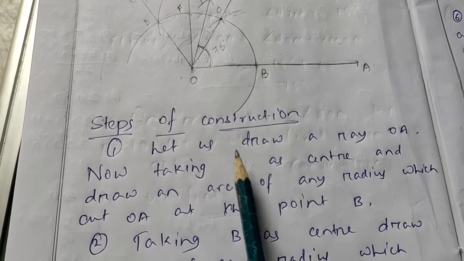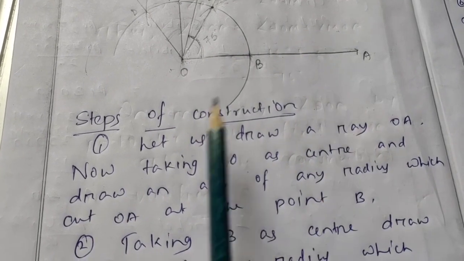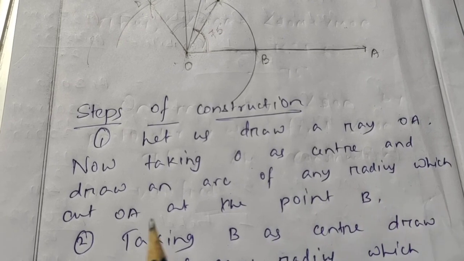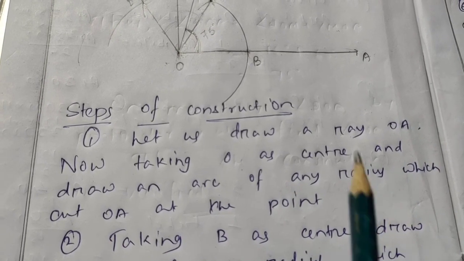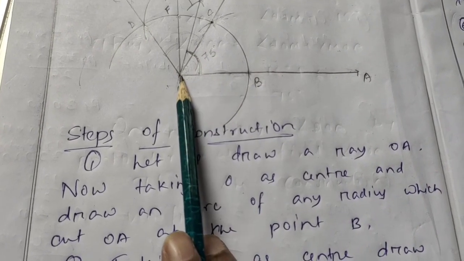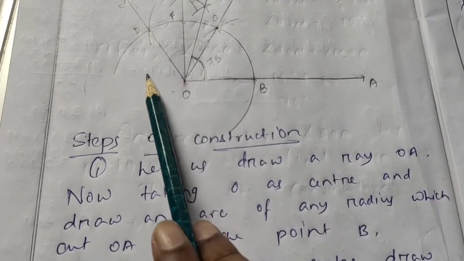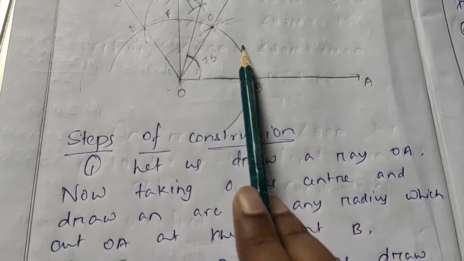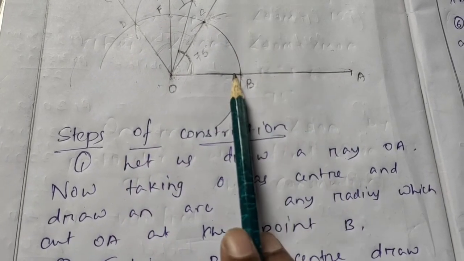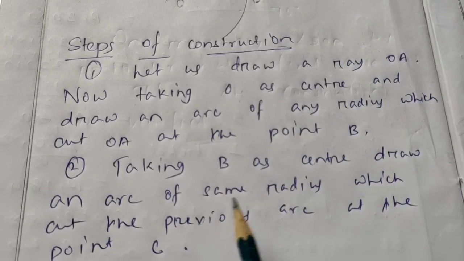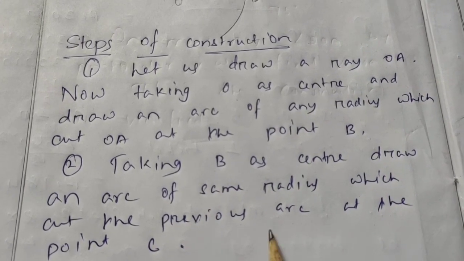Steps of construction. Step 1, let us draw a ray OA. Now taking O as center, draw an arc of any radius which cuts OA at the point B. So already discussed this. At first draw a ray OA. After that take the point O as center, draw an arc of any radius. That radius will cut the ray OA at the point B.